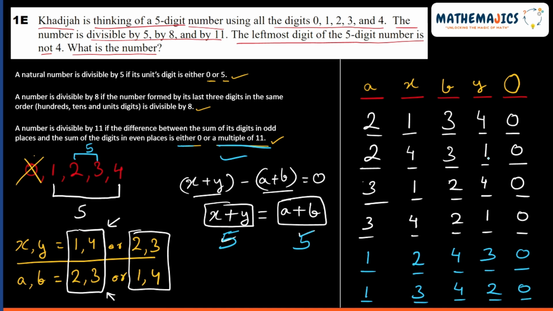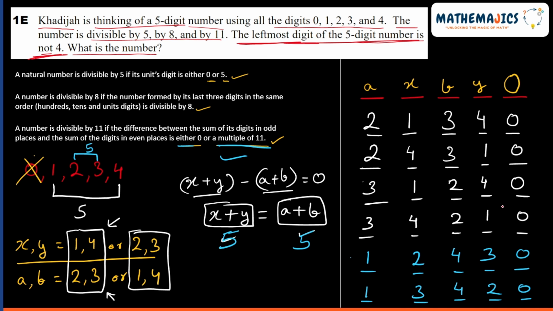Like this, we can form more numbers, in which 4 will come at the place of a and 1 will come at the place of b. But that will not be possible because it is given in the question that 4 should not be coming at the leftmost place. The leftmost digit of the 5-digit number is not 4. Yes, see, it is given in the question. So we will not form the remaining two numbers.